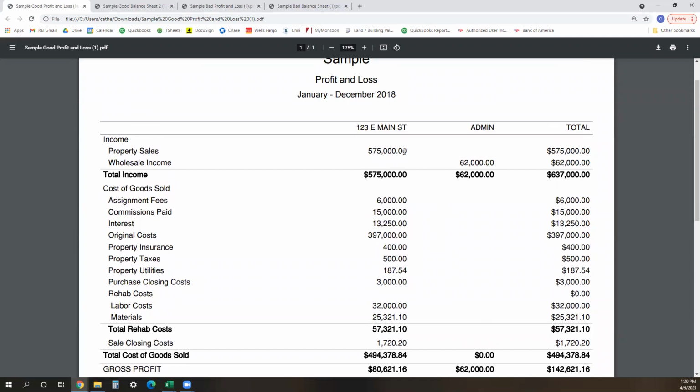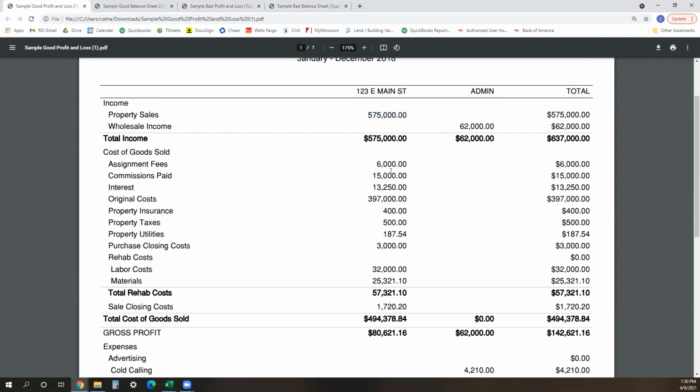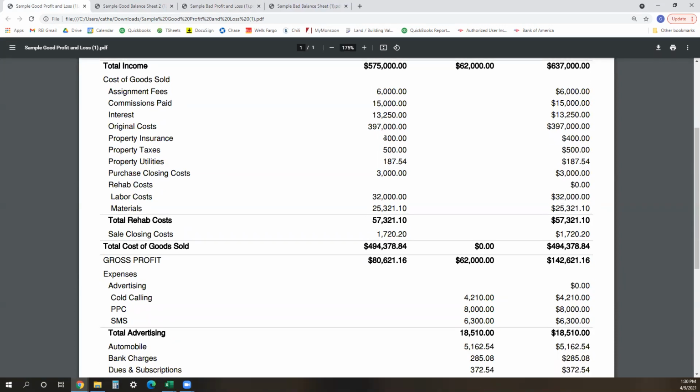So on this one, we do have our list of cost of goods sold for the property. So the property was sold for $575,000. Assignment fees that were paid at the purchase, $6,000. Commissions paid on the sale, $15,000. Hard money interest is $13,250. This property was originally bought for $397,000. During the holding period, insurance was $400, taxes $500, utilities $187.54, and then at the purchase, $3,000 was paid in closing costs, and you'll see down here as well, $1,720.20 was paid on sale closing costs.